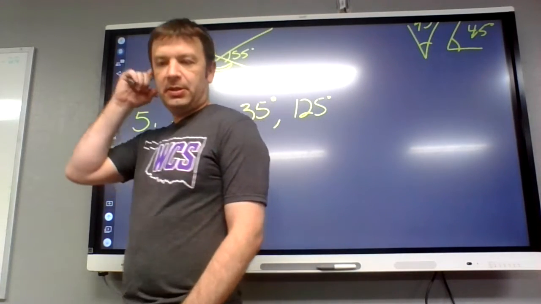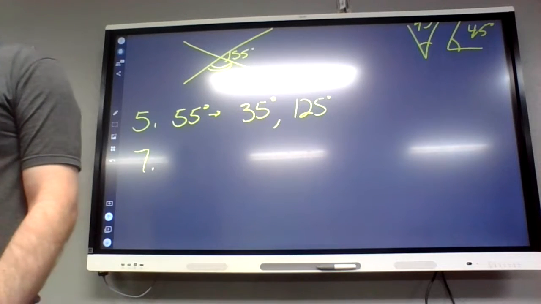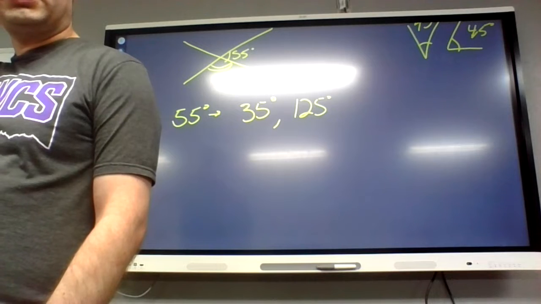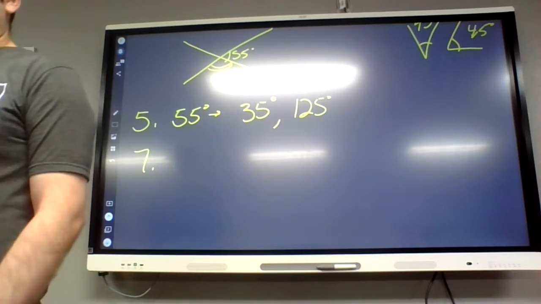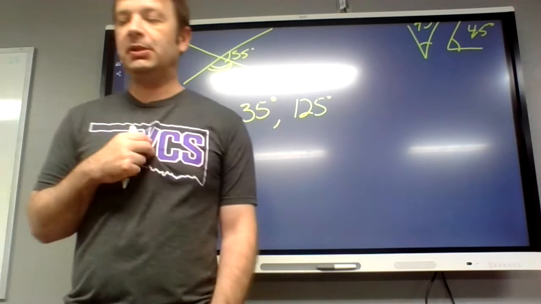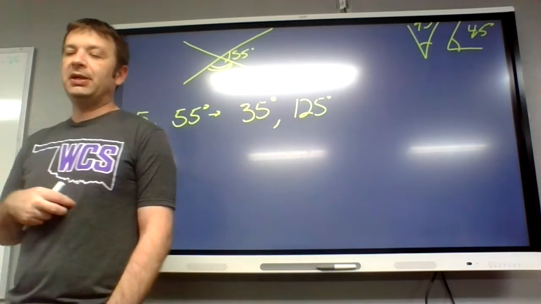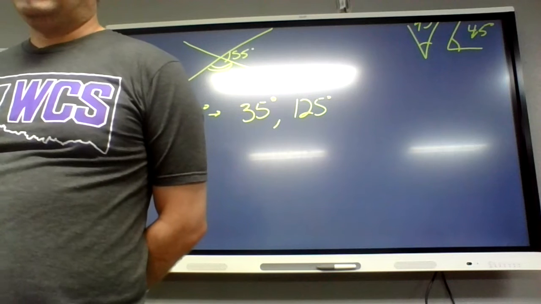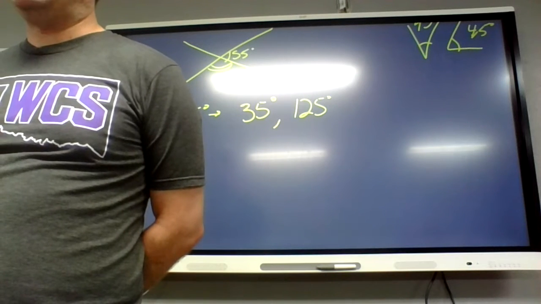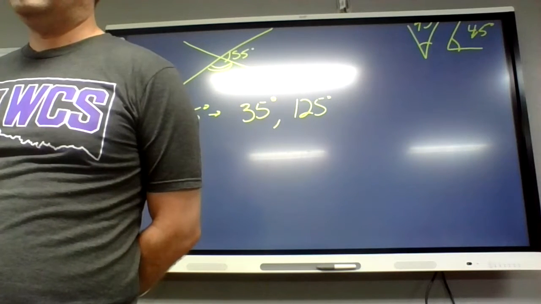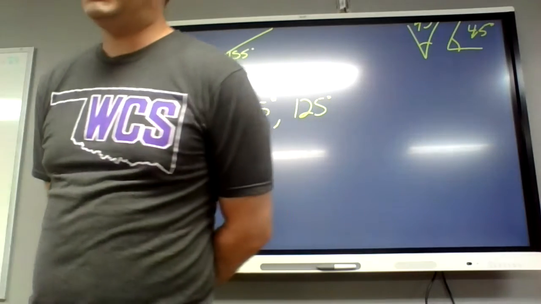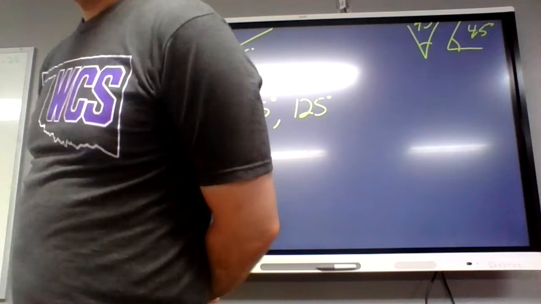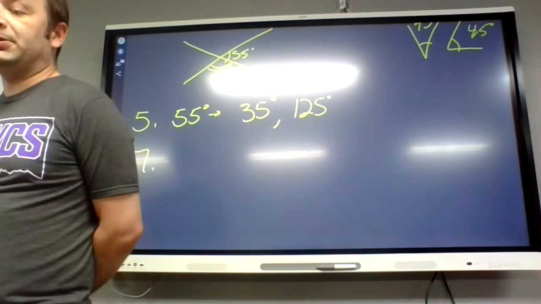Number 7, name two angles that are supplements of angle FGE. This one's kind of a tricky one. Do you guys see angle FGE in the picture? How many degrees would that angle have to be? 50. You see the vertical angle on the right, angle BGC is 50 degrees, so angle FGE is 50.